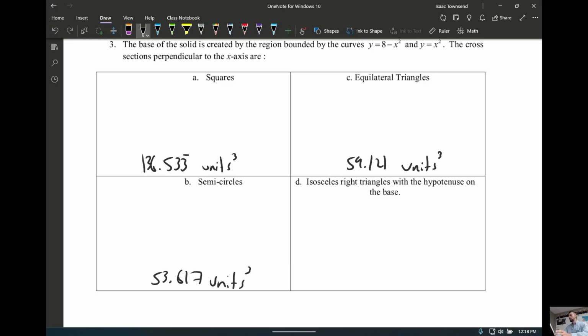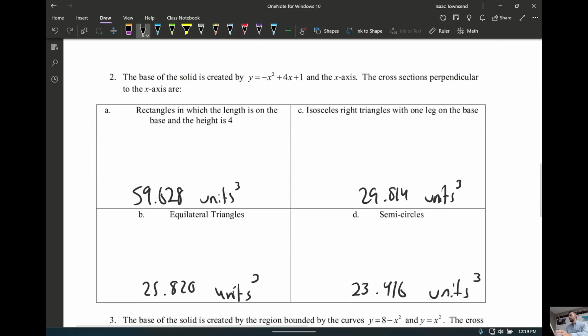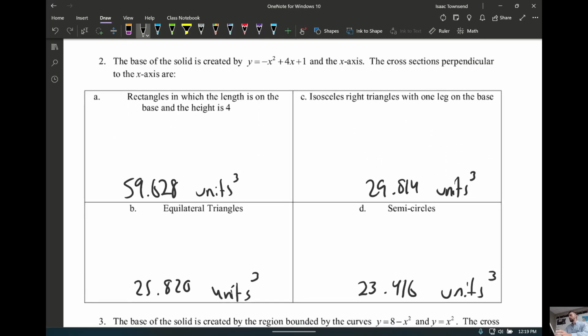Just a diagonal, and that's the length. Okay, this is what I got for number 2 when you get there. And these are rounded to 3 decimal places. This should be exact, yeah.